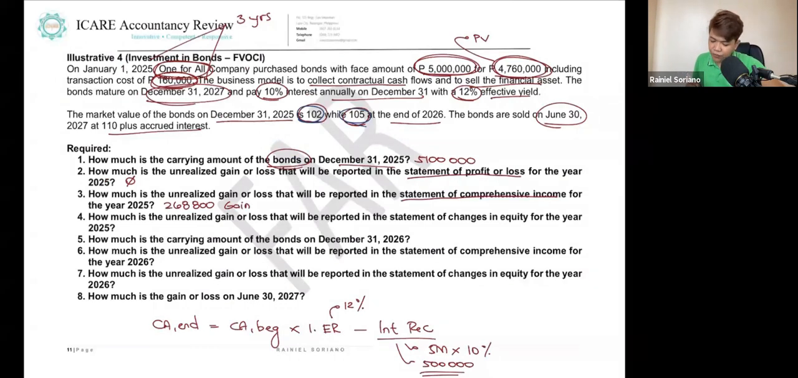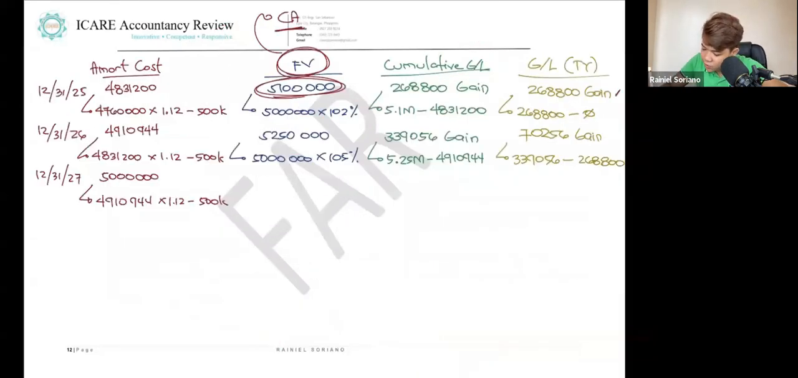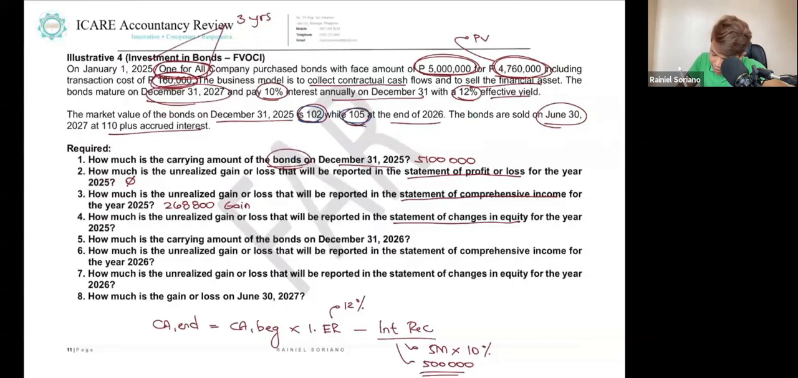Okay. Number 4, how much is the unrealized gain or loss that will be reported in the statement of changes in equity for the year 2025? Kapag statement of changes in equity, cumulative yan. Tama ba? So ang isasagot natin dito will still be 268,800 gain. Nagkataon na pareho kasi wala pa naman tayong last year.